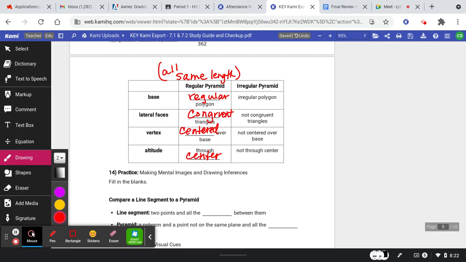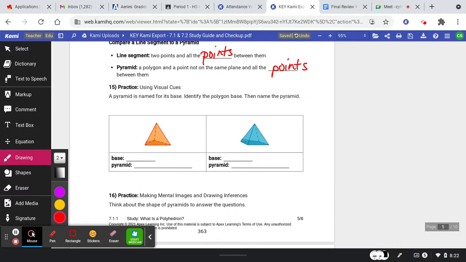Okay, compare a line segment to a pyramid. We know that a line segment has 2 points and all the points in between. We just wrote this before when we were talking about prisms. And now we're talking about a pyramid that is a polygon and a point not on the same plane and all the points in between them. So picture how we just visualized the prisms. Now we're going to look at these pyramids. Let's look at 2 different pyramids, this orange and this blue one. We're going to notice that the base on the left one, the orange one, is a triangle. And so this would be called a triangular pyramid. On the right-hand side, the base of this one is a rectangle. And so this would be called a rectangular pyramid.